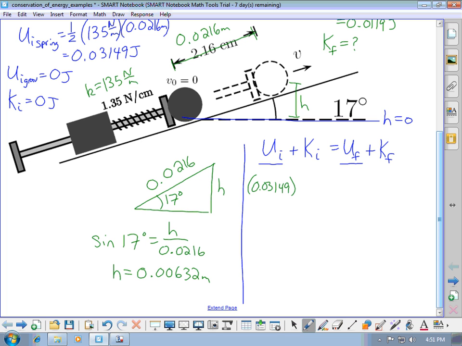So once we plug in those values, our initial potential energy is 0.03149. Our initial kinetic energy is 0. Our final potential energy was 0.0119.